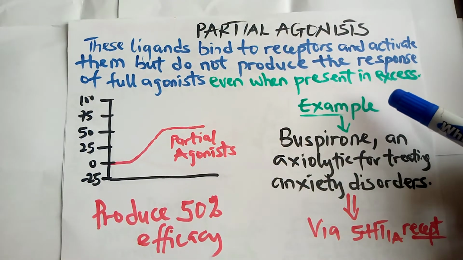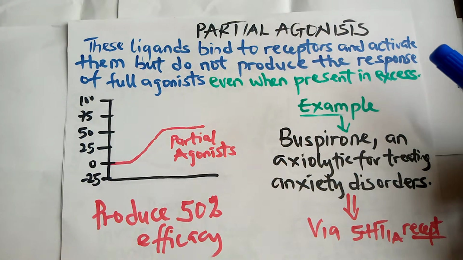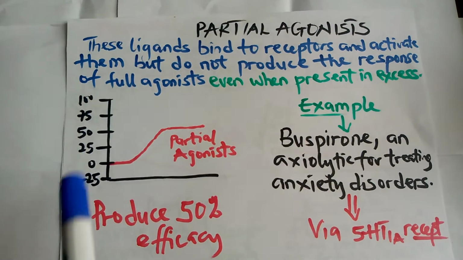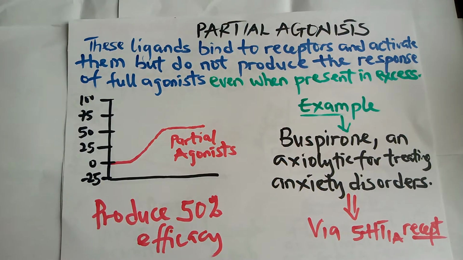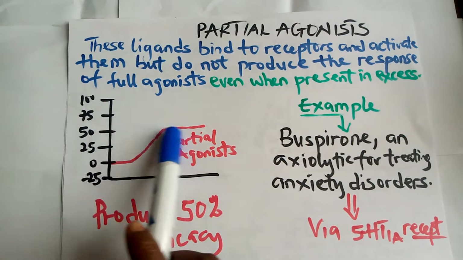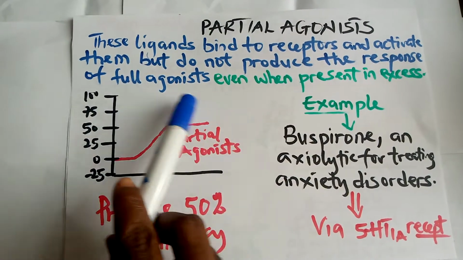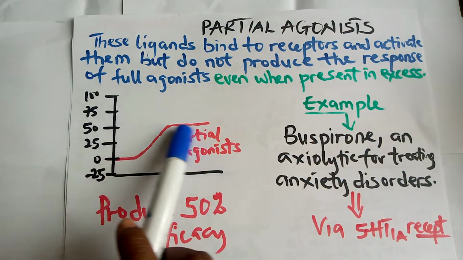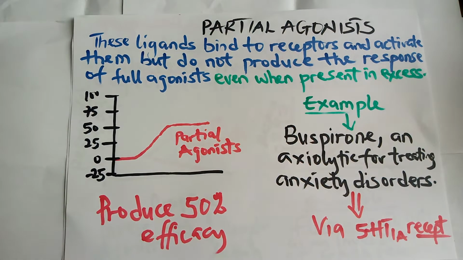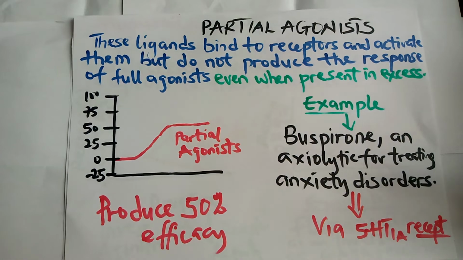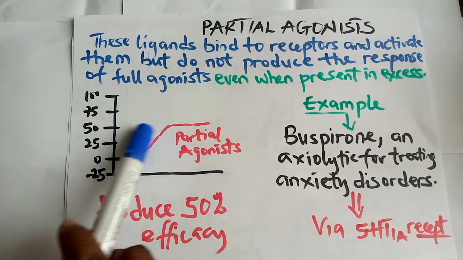So no matter the amount of partial agonists you have, partial agonists can never produce 100% efficacy. So usually they produce 50% of the response produced by full agonists. Full agonists produce 100% efficacy. Partial agonists produce 50% efficacy. So they can never produce 100% efficacy no matter how high their concentration.